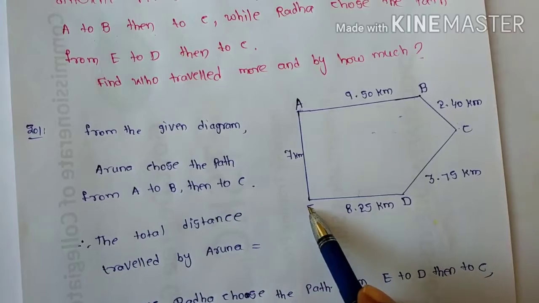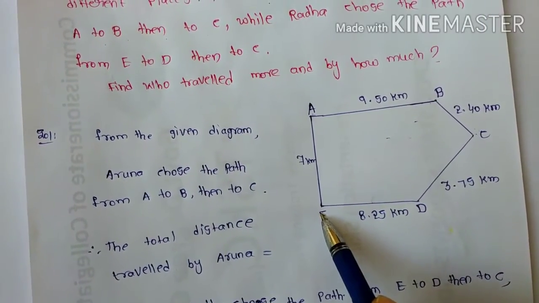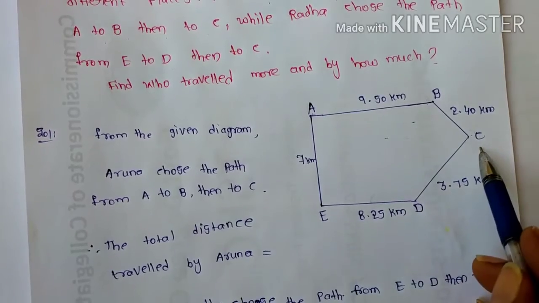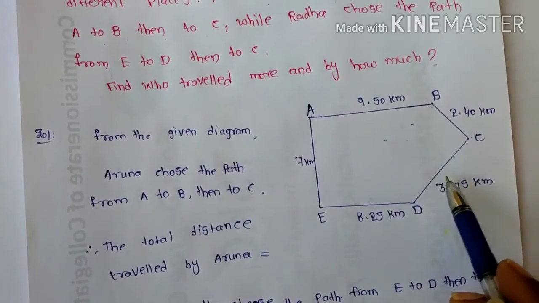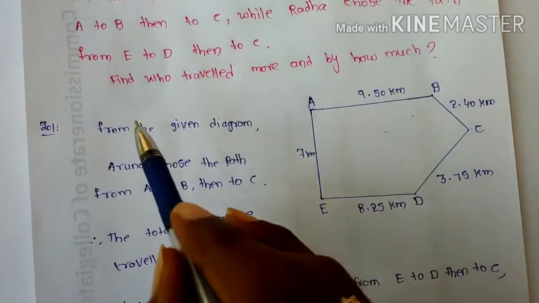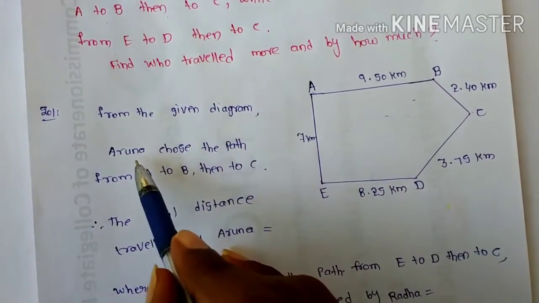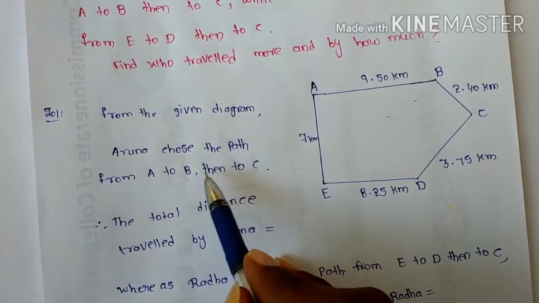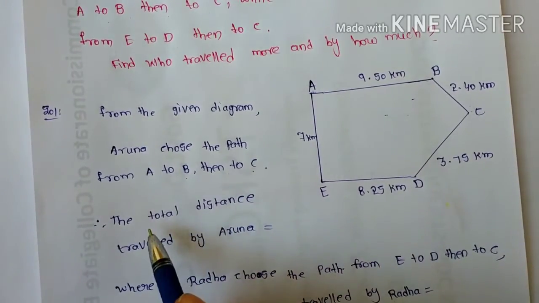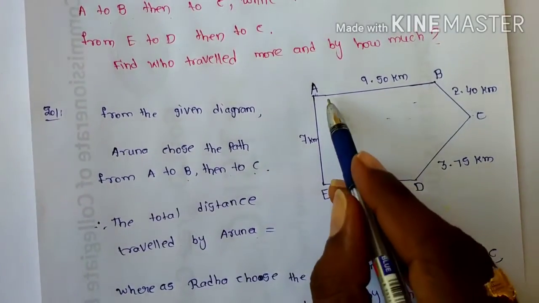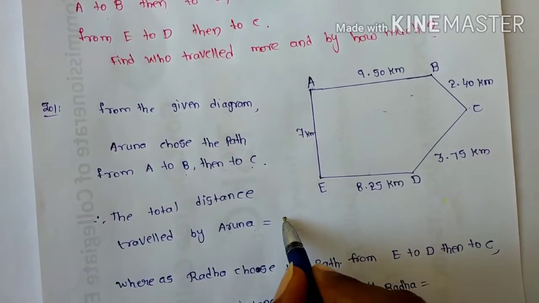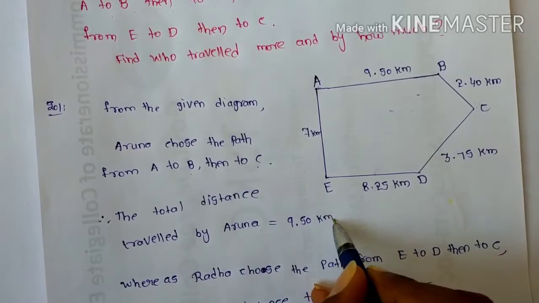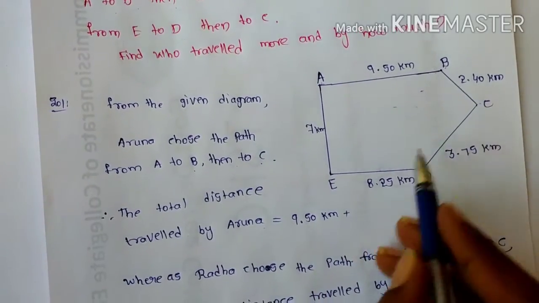While Radha chose the path from E to D then to C. That means Radha starts from E, goes to D and then to C. That means ED and DC is the distance traveled by Radha. From the diagram, the total distance traveled by Aruna is equal to AB, which is 9.50 kilometers, plus B to C, how much?